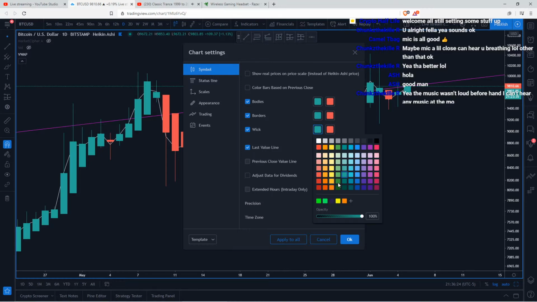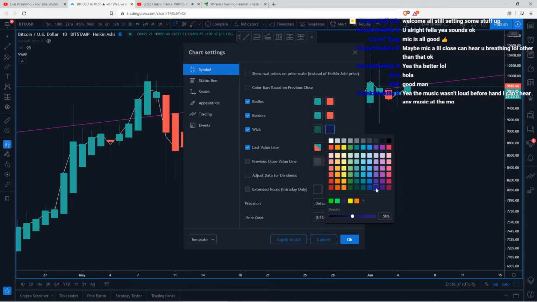Got to turn these wicks down. They're too bright. Matter of fact, while I'm here, candle colors. I'm gonna leave them on.